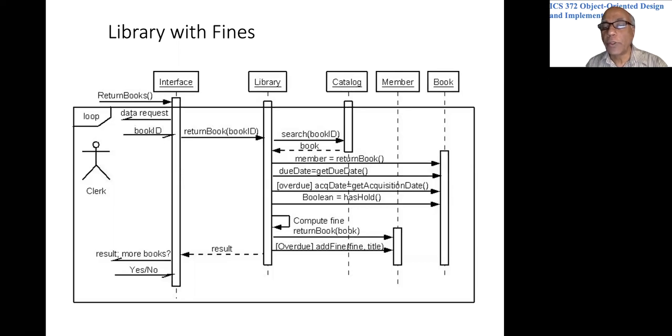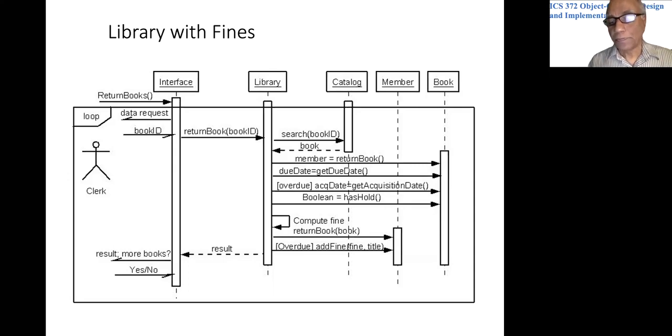So we need to know the due date, which is from the book, which is in the book object. And we also need to know what today's date is. That can be, of course, gotten from the system. And this can be used to compute the fine. But we will add some interesting twist to this whole thing.